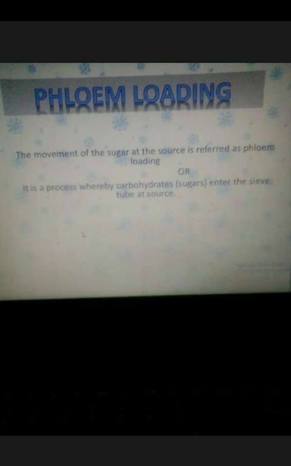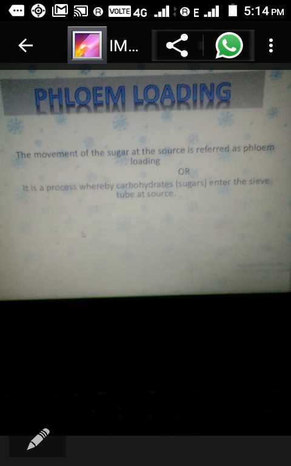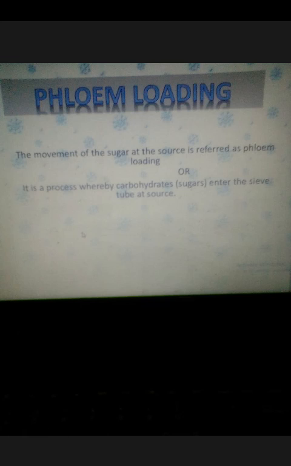in translocation. So far students, we have seen what is the main organelle of tissue of translocation, that is phloem. We have seen anatomical structure of phloem, then some of the mechanism how translocation process is going on with the help of passive transport, active transports. Today we are going to see actual process of translocation, that is phloem loading.